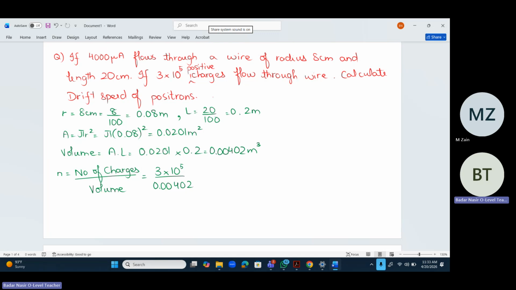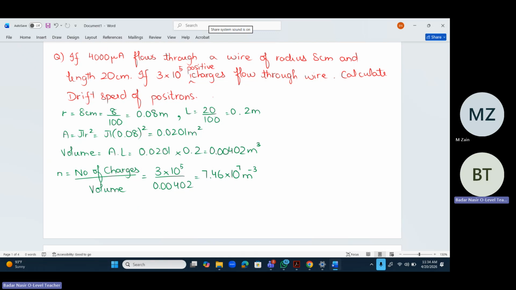So we can just write 3 times 10 to the power of 5 divided by the answer, and you get 7.46 times 10 to the power 7. And the unit of number density is per meter cube, because there is no unit for the number of charges and the unit of volume is meter cube, so the SI unit of number density is per meter cube.